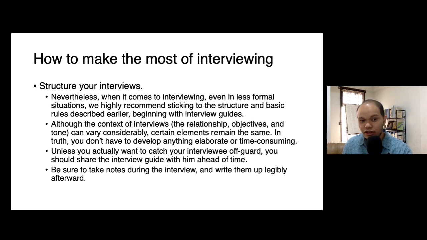Unless you want to catch the interviewee off guard, you should share your interview guide. As we said earlier, be sure to take notes and write them legibly afterwards. Taking down notes is not just for the purpose of gathering data. It is also a good signal to the interviewee that you're interested in them, because it gives the impression that you're really interested in what they're saying.